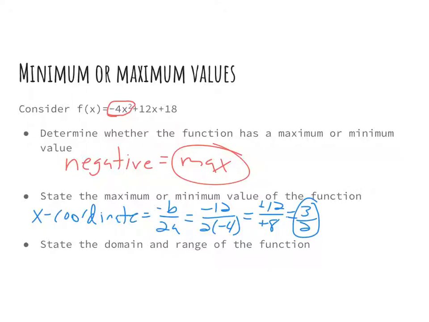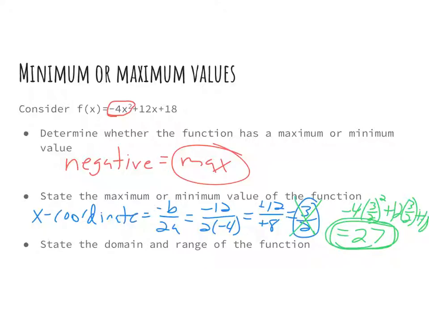So now to find my y value, I do negative 4 times 3/2 squared plus 12 times 3/2 plus 18. If I plug that into my calculator, I can get my max value, which is 27. So when they're looking for the max value, we don't write down the x, we write down the y. It's 27. Then the last thing we're going to do is state the domain and range.